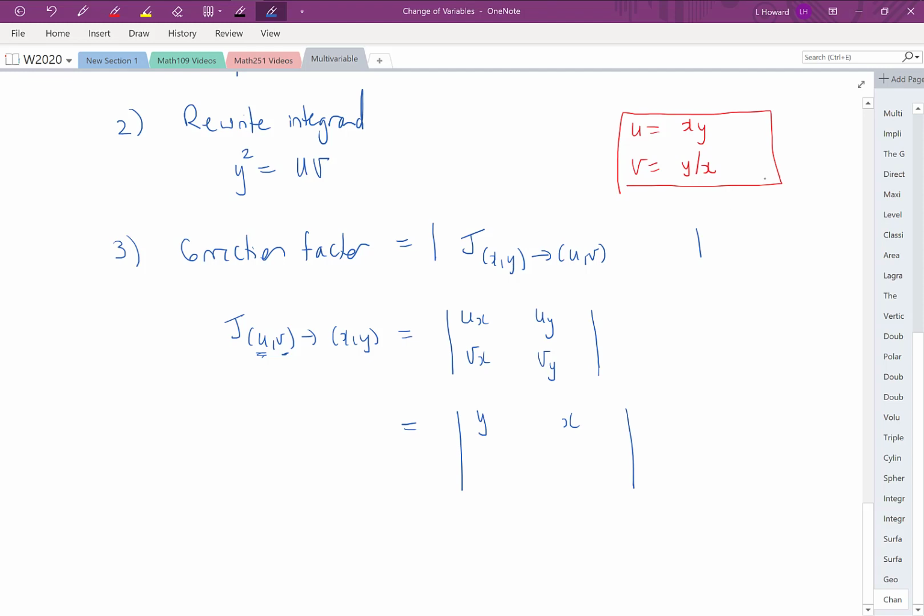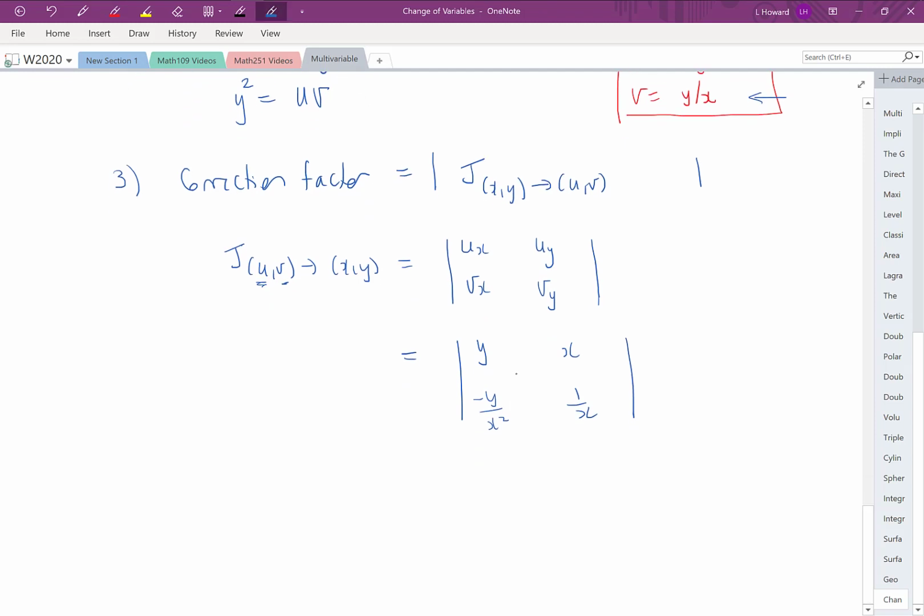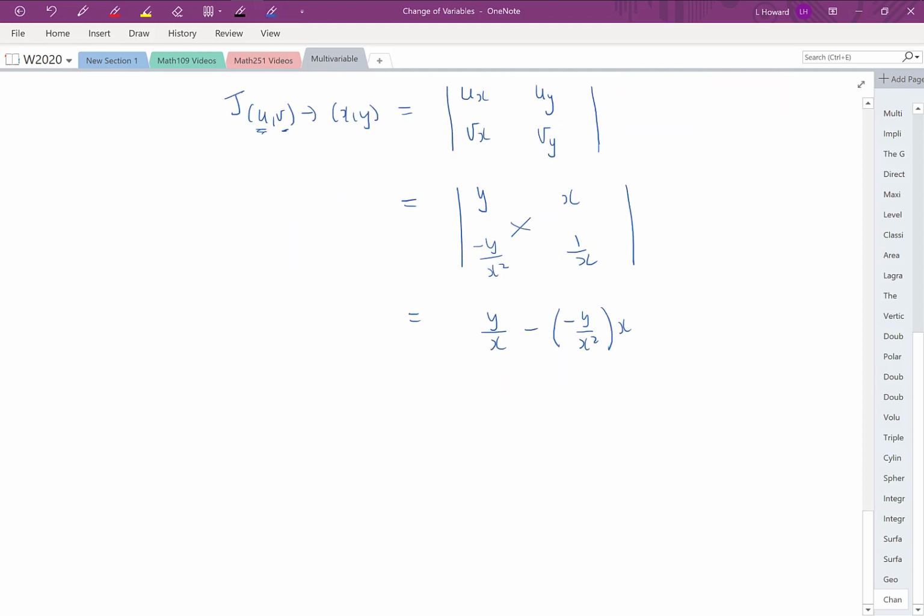And then we move on to our variable v, which is y over x, taking our partials: minus y over x squared, and then 1 over x. Okay, and so now we're going to compute this 2 by 2 determinant in the usual way. Just multiply these guys, subtract off the product of those guys, and we get y over x minus a negative y over x squared times an x.